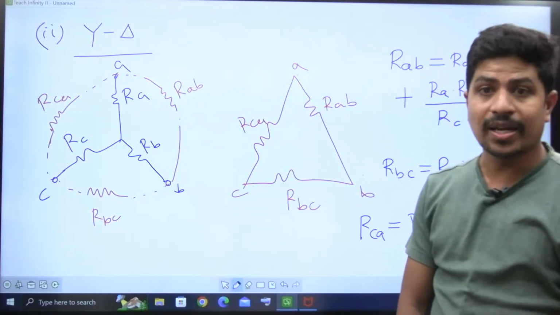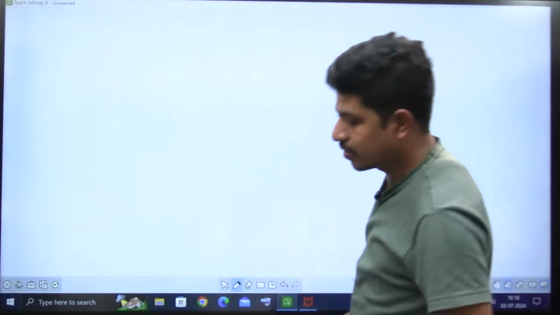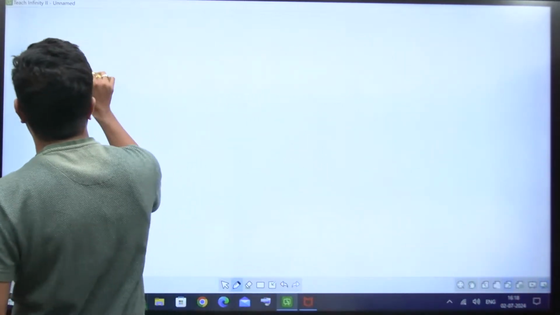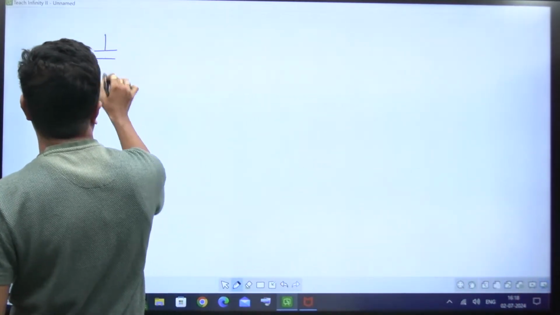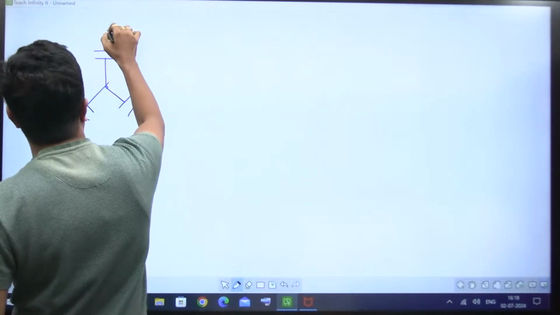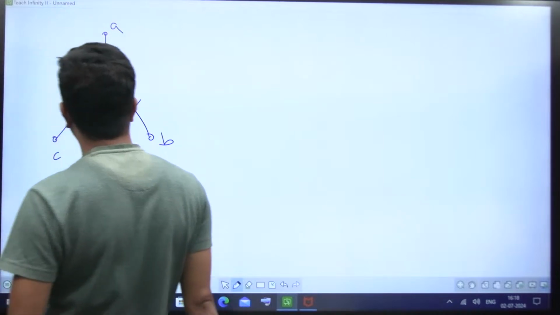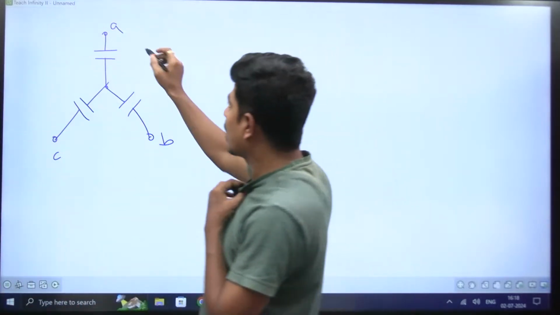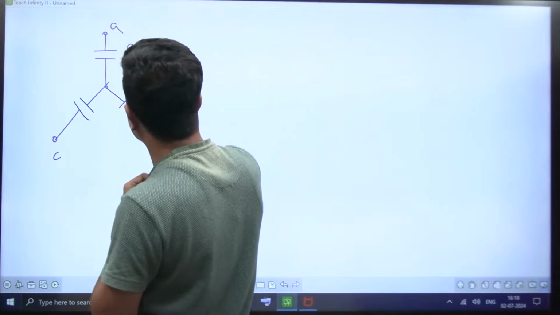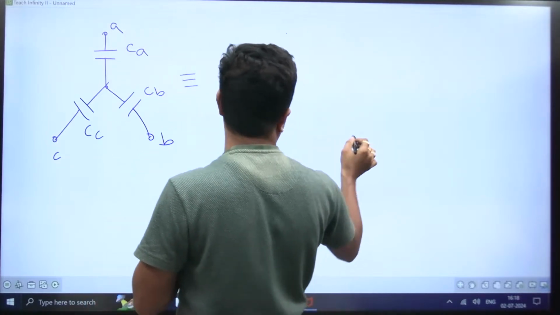The same is applicable for inductances also. Now when it comes to capacitances, I'm taking capacitances in star. These are the capacitances in star. This is A, this is B, this is C, right? Let me call these CA, CB, CC. Now you want delta connected capacitances.